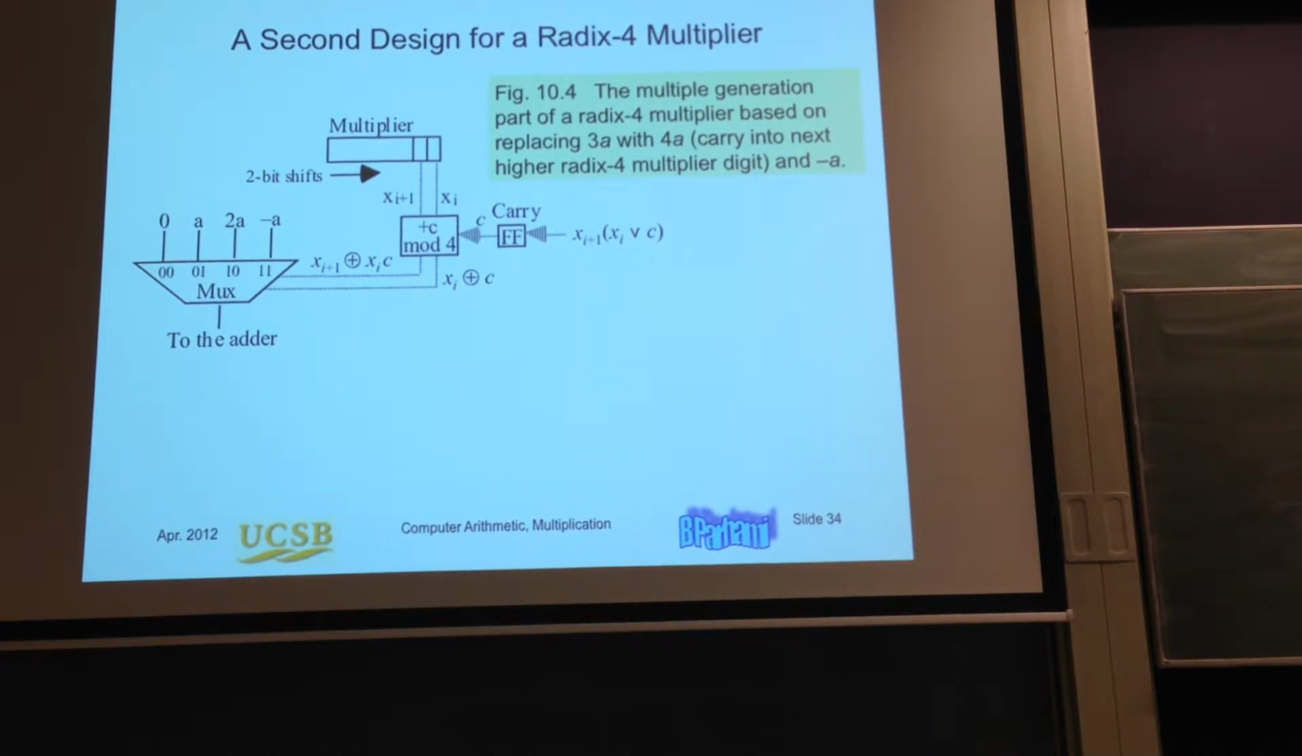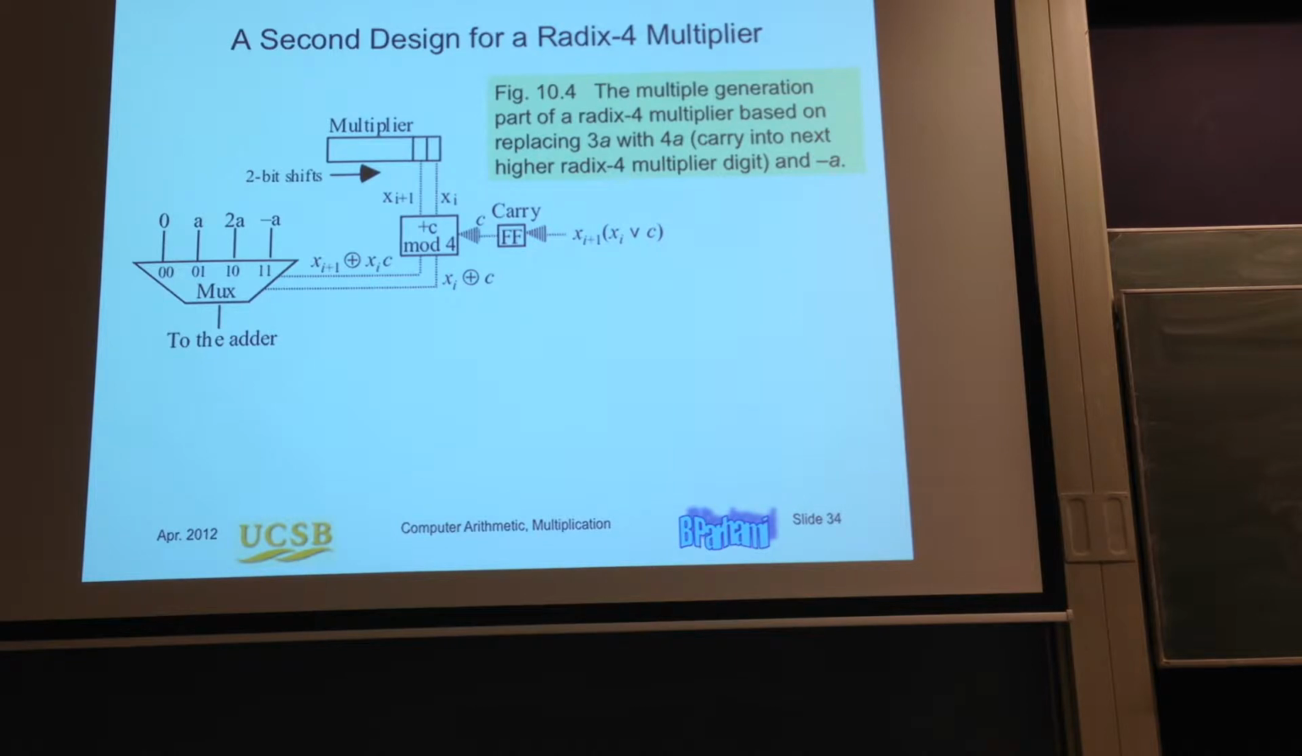Now, the fact that I spend a cycle in computing 3a is not something that I'm happy with. What I want is k over 2 cycles with no other overhead. And this is a solution to deal with that. Instead of pre-computing 3a, I'm doing a trick. I am generating a minus a for the current position and a carry for the next position, which is 3a, but written as 4a minus a.